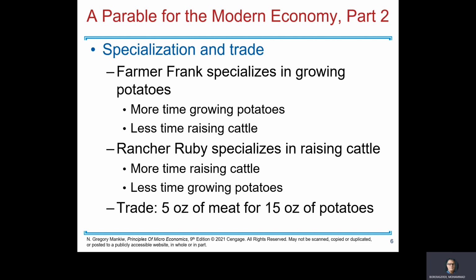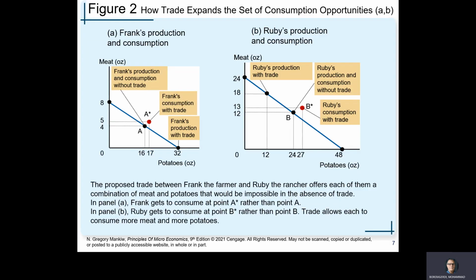He comes and tells Frank, hey, you specialize in growing potato, no meat, the whole day you do potato. And Ruby, you do less potato and more meat, and you're going to trade 5 ounces of meat against 15 ounces of potato, or 1 against 3. Okay, how did he come up with this? Well, let's just figure it out. Let's go see here.